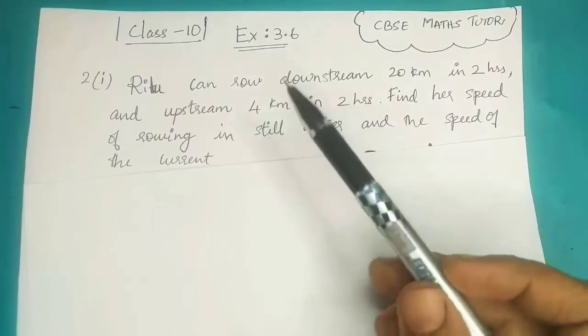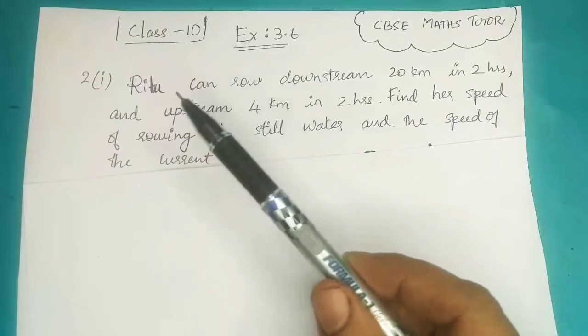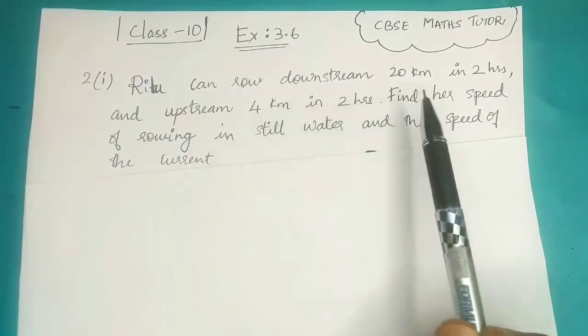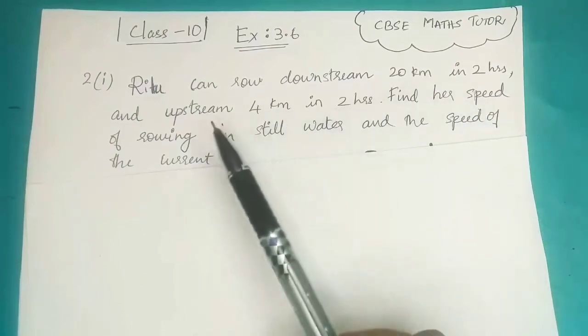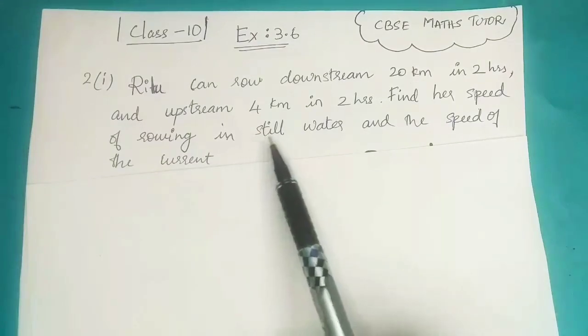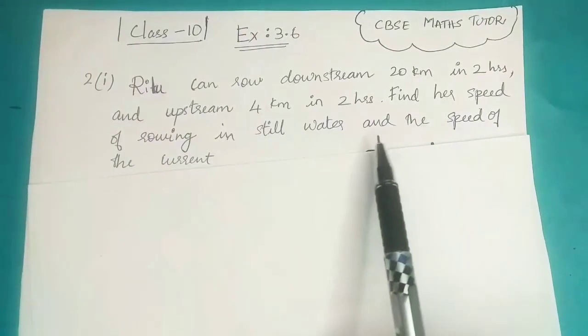In this class, let's see how to work out problem number 2, subdivision 1 of exercise 3.6. Ritu can row downstream 20 kilometers in 2 hours and upstream 4 kilometers in 2 hours. Find her speed of rowing in still water and the speed of the current.